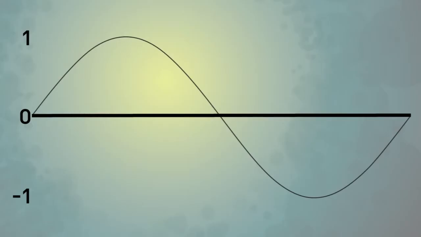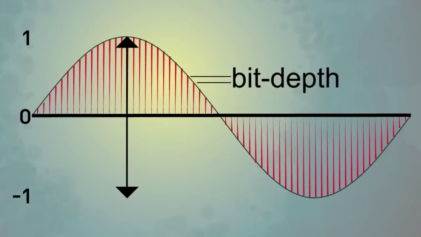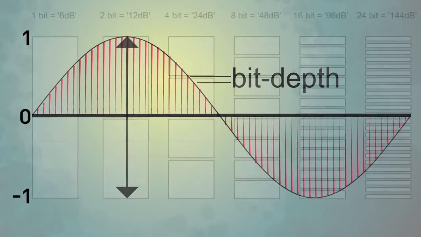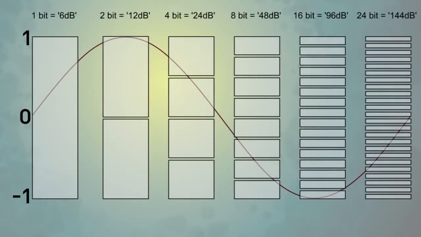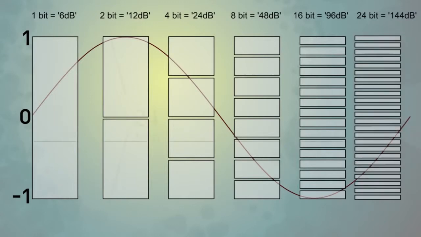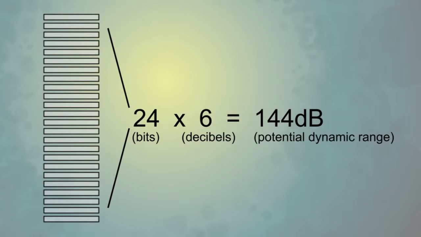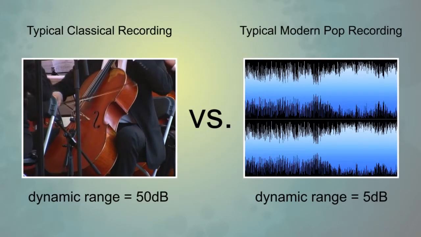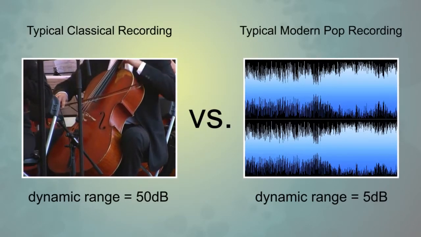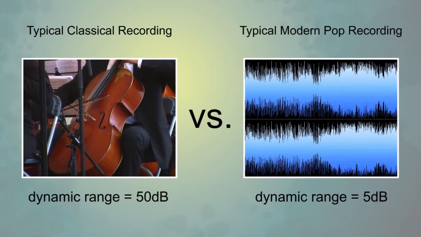In the digital audio domain, bit depth defines the number of discrete measurement values available to describe the amplitude of a single audio sample. Each bit effectively represents 6 dB of dynamic range, so a recording made at 24-bit resolution would have a potential dynamic range of 144 dB. Recorded audio rarely makes use of the full dynamic range, though an orchestral recording might move from a very quiet passage to a very loud passage more commonly than modern pop recordings.